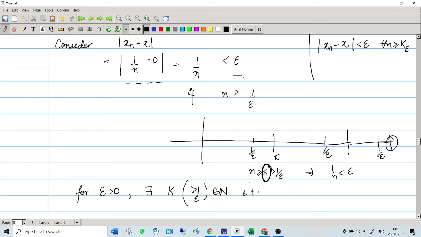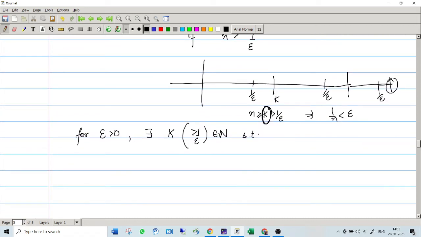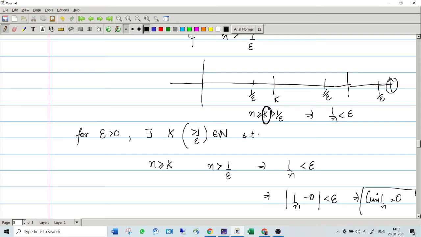such that if n is greater than that number, you have that n is greater than 1 by epsilon, which implies 1 by n is less than epsilon, which implies 1 by n minus 0 is less than epsilon, and hence the limit of 1 by n is nothing but 0.